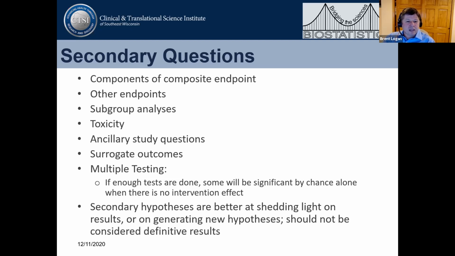So the issue here is multiple testing. The more tests you do, the more the likelihood that some of them are going to be significant by chance alone, even if there's no intervention effect. So the more things that you put in there, the bigger your multiple testing problem is. So that's where you have to be careful about interpretation. Secondary hypotheses are better really at shedding light on the results or on generating new hypotheses, and should be considered more exploratory rather than definitive results.